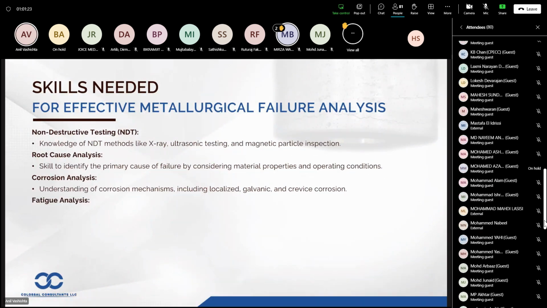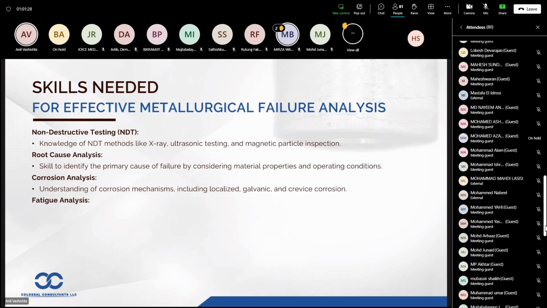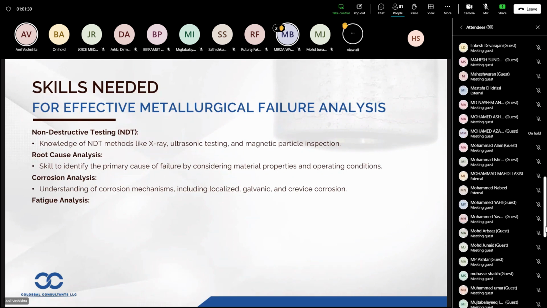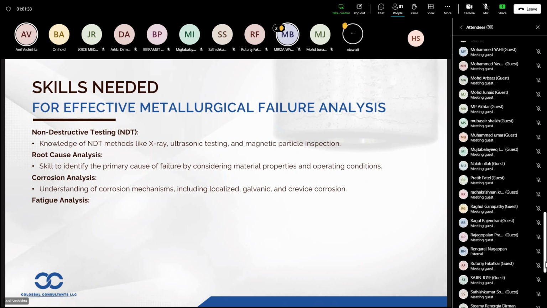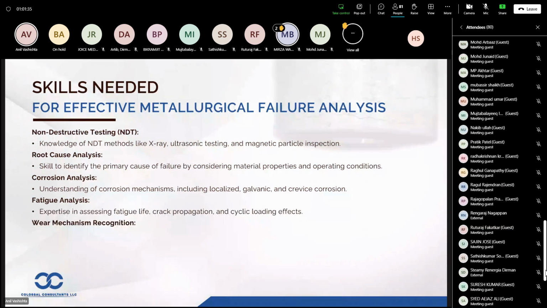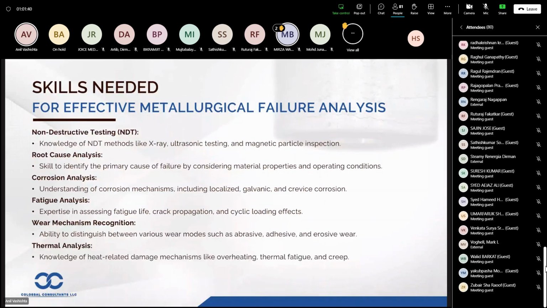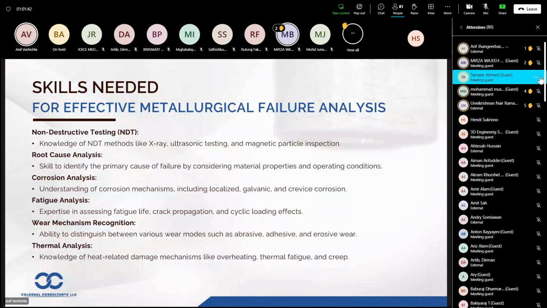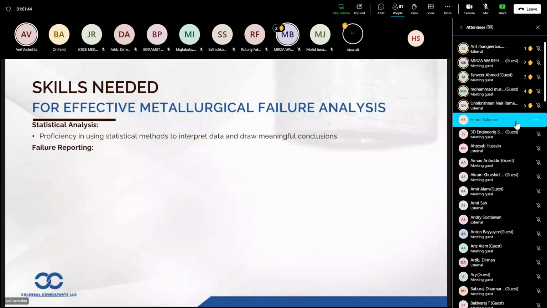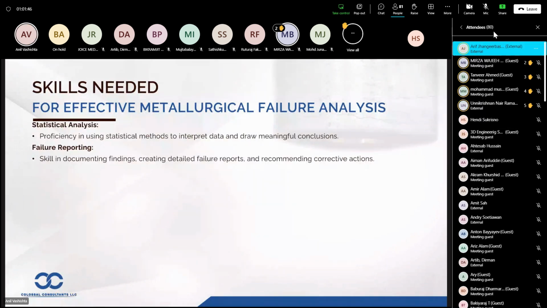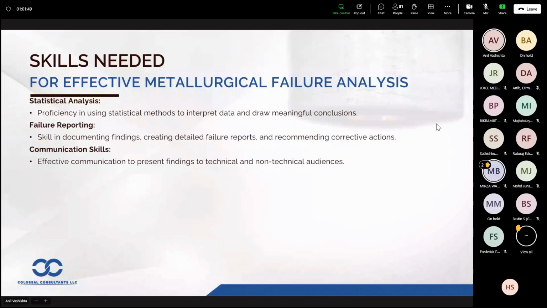Should be able to do corrosion analysis, to understand the corrosion mechanisms, including galvanic and crevice corrosion. Fatigue analysis should be something he should be familiar with. Wear mechanisms as well, and thermal analysis. Should have proficiency in statistical methods, and should have skills in documenting findings, creating a detailed report and recommendations.